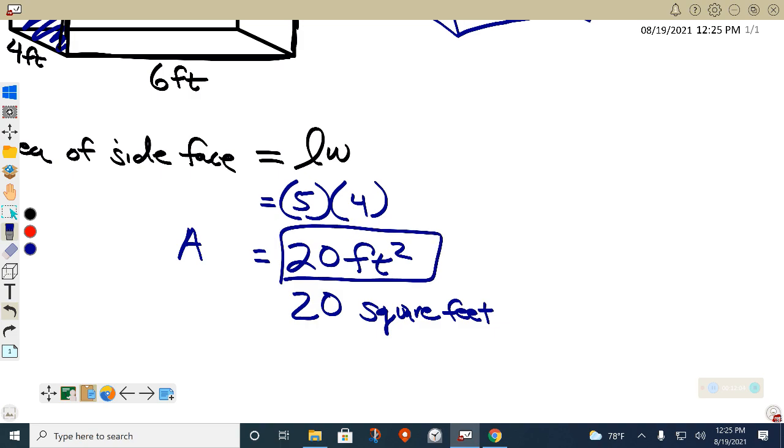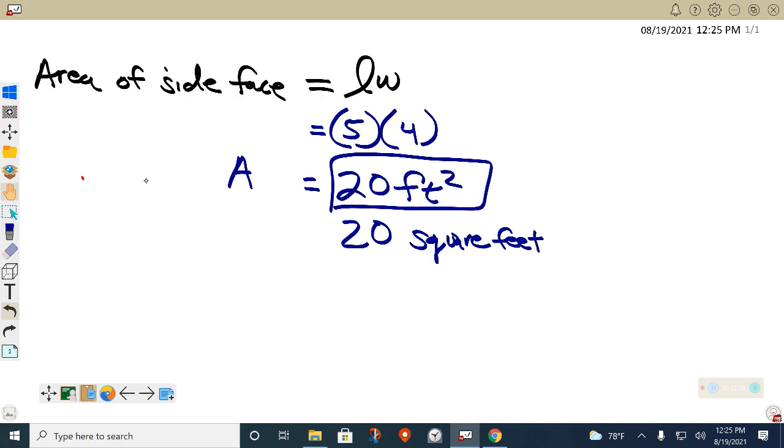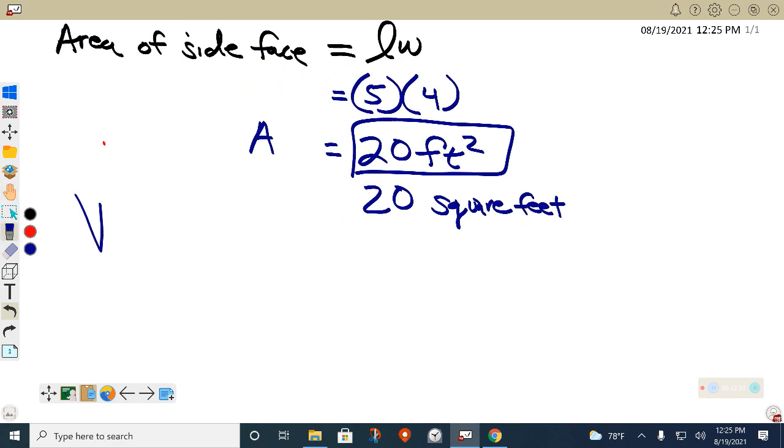Okay? Now, last problem. How do you find the volume? Now, when I say volume, I'm not asking how many cubes would fill up the prism. 3 dimensions now. How many cubes would fill up this room? Imagine I'm just putting a bunch of cubes in here. That's a volume question, not an area question.